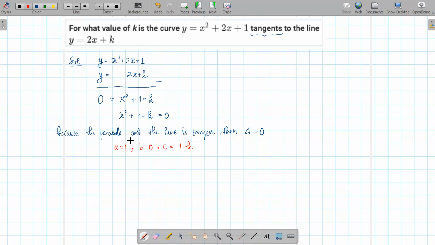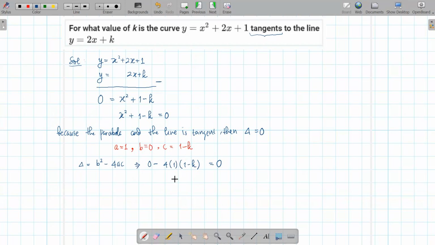So after we identify a, b, and c, now we just need to apply the formula of the discriminant. The discriminant is b squared minus 4ac. Therefore we get the square of 0 is 0, so 0 minus 4 times 1 times 1 minus k. In this case, because it is tangent, this discriminant must be equal to 0, because that is the condition of tangency.